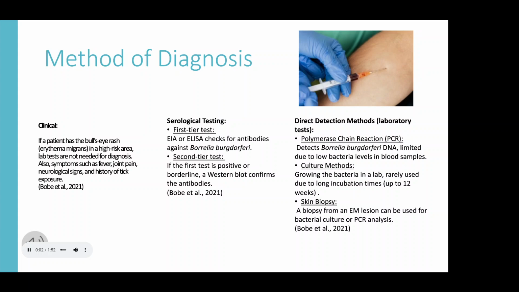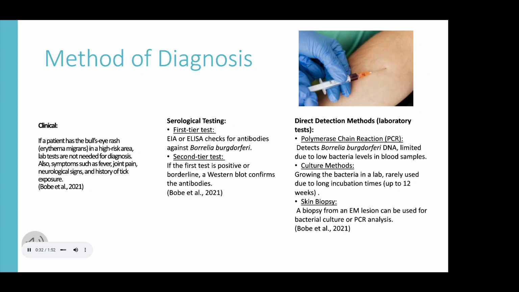So in diagnosing Lyme disease, the method of diagnosis is typically clinical. The presence of a characteristic bullseye rash, or erythema migrans, in a high-risk area is often enough to make the diagnosis, and lab tests may not be necessary. The rash, along with symptoms such as fever, joint pain, neurological signs, and a history of tick exposure are key indicators that suggest Lyme disease.